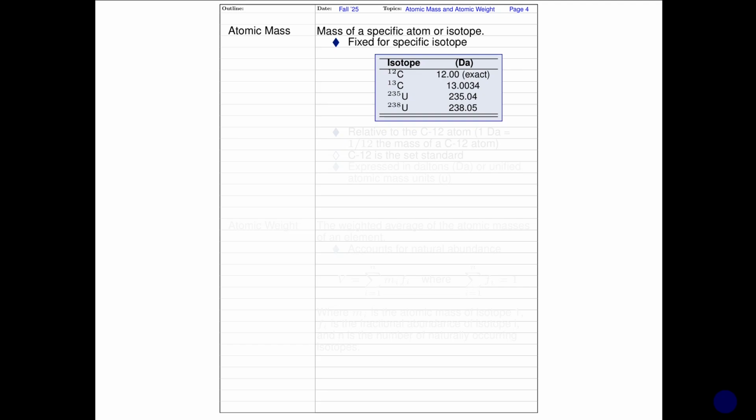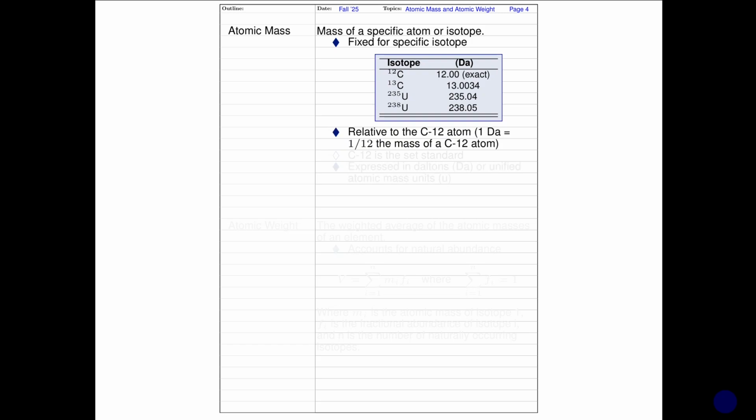Before we dive into examples, let us define atomic mass and atomic weight. Atomic mass is the mass of a specific atom or isotope, and it is fixed and unique for that specific atom or isotope. For example, carbon has multiple isotopes, two of which are carbon-12 and carbon-13. Carbon-12 has a distinct mass, as does carbon-13. Similarly, uranium has multiple isotopes, and each isotope is associated with a specific mass.